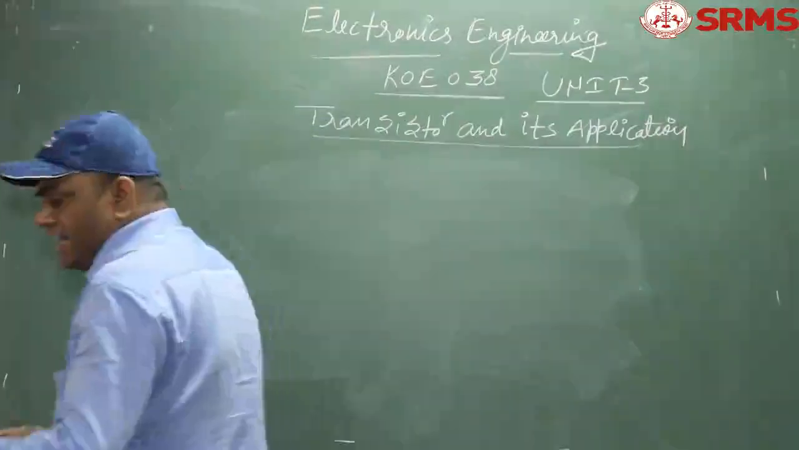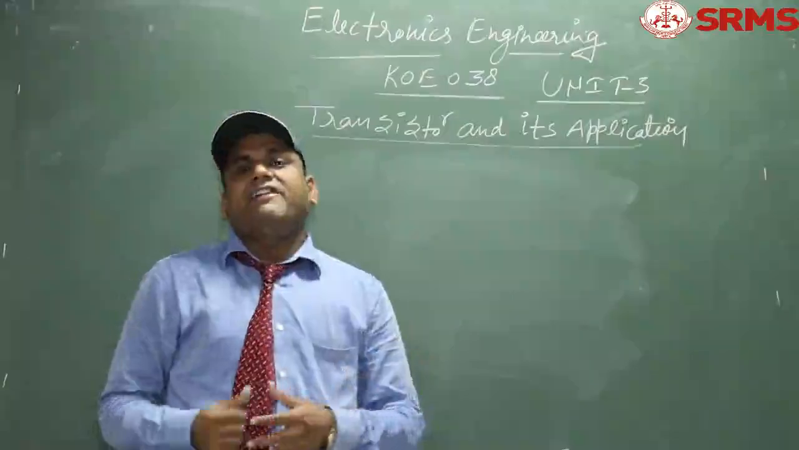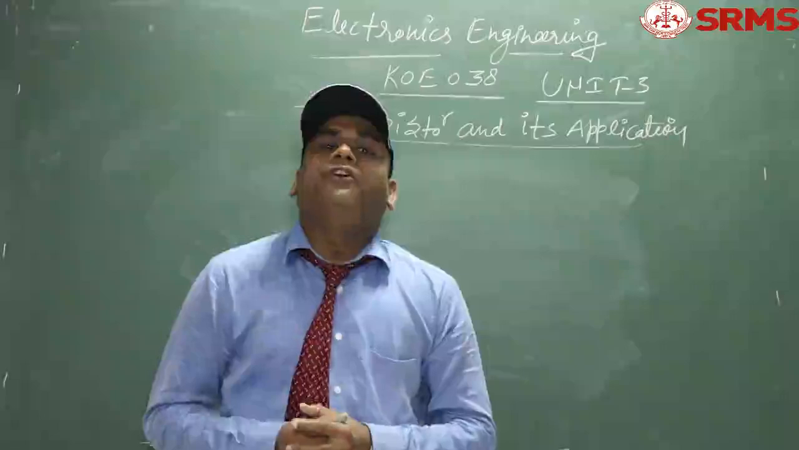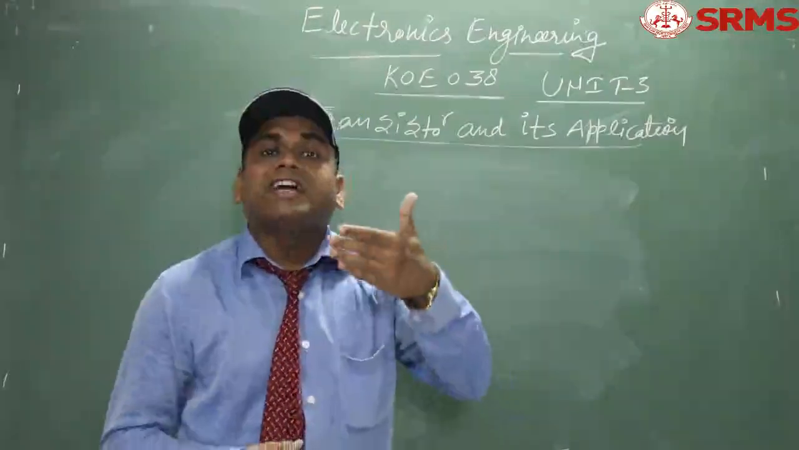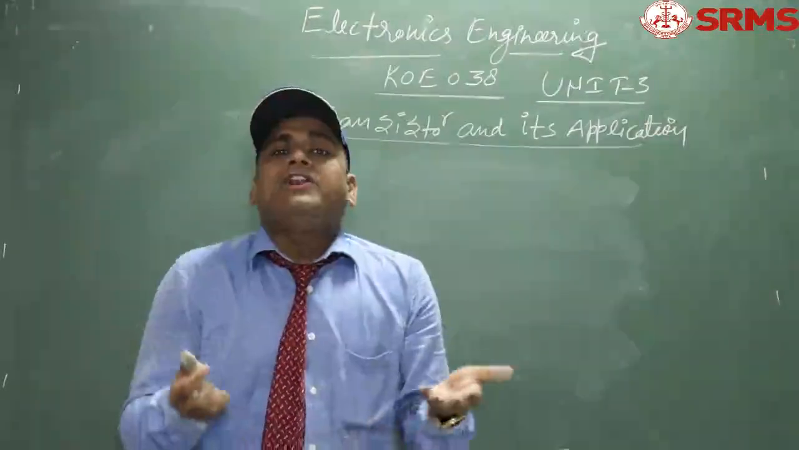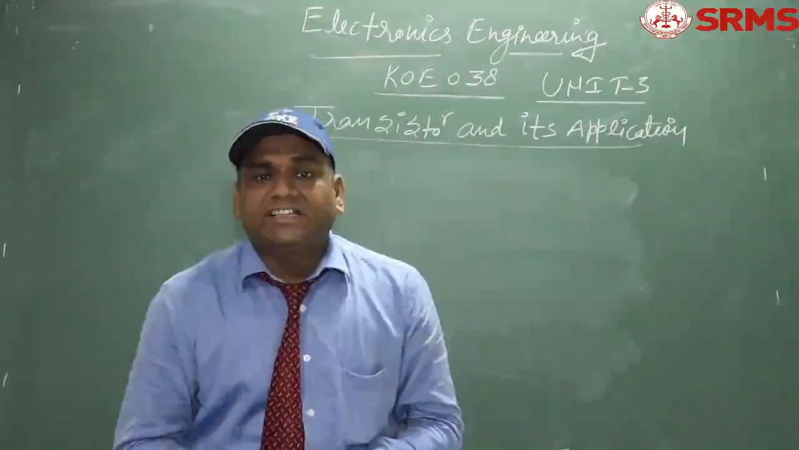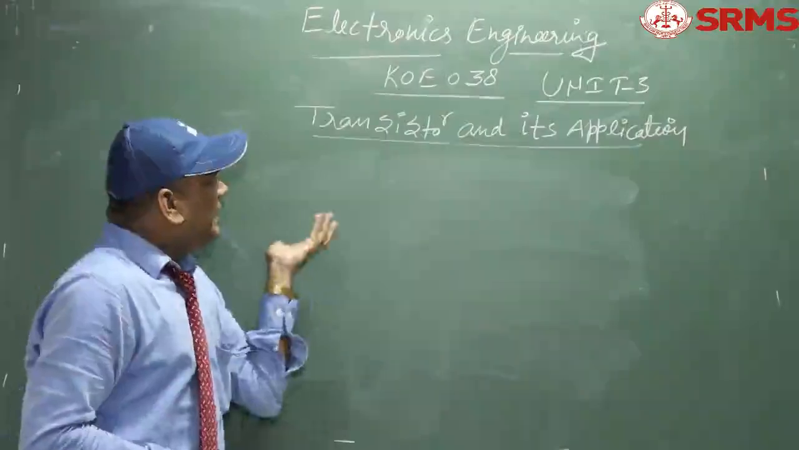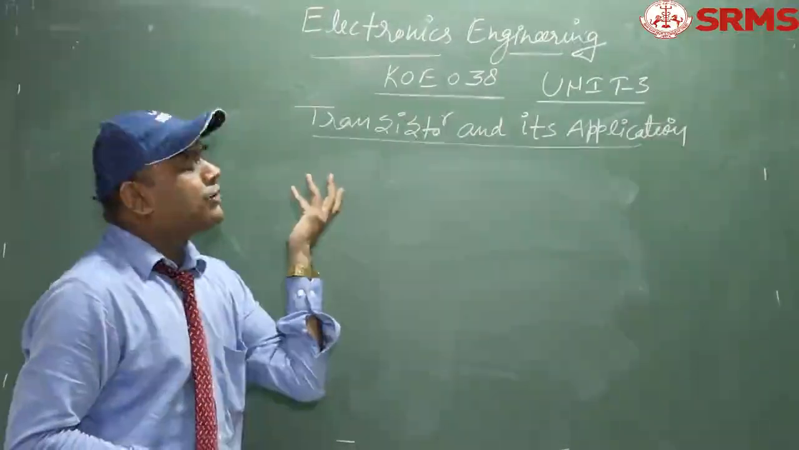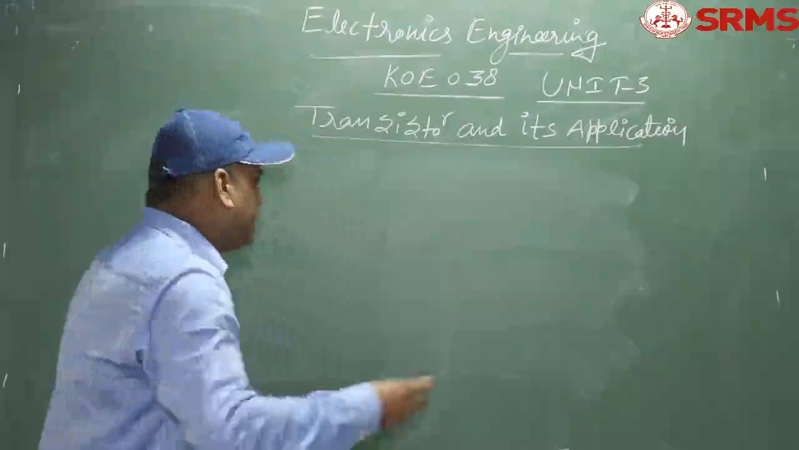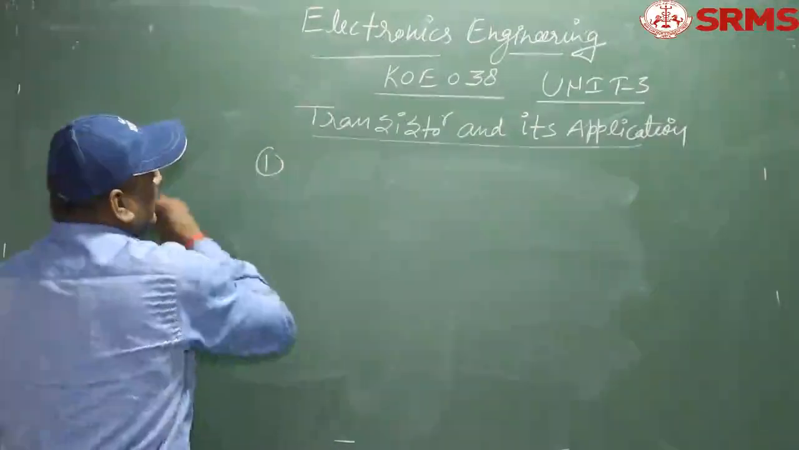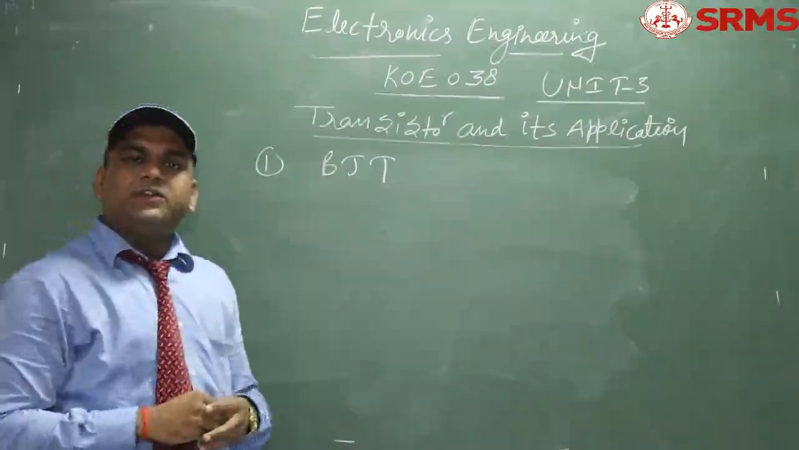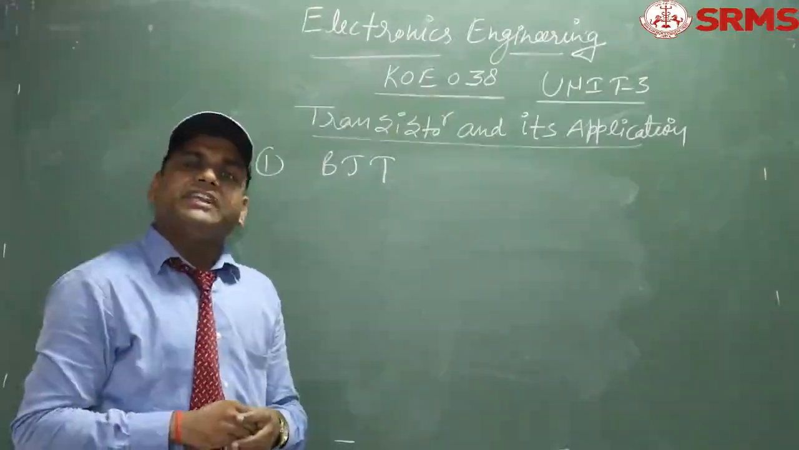So what we can do is use another active device, and that device is the transistor. In this unit, we will focus on the transistor, how the transistor is used as an amplifier, and what the various applications of the transistor are. We will start today's lecture with the topics which we are going to cover in this unit. The first topic which we will cover is BJT.